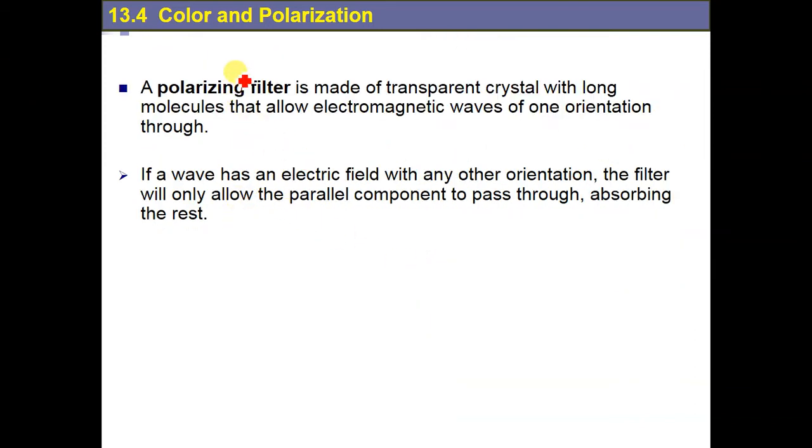What is the polarizing filter that we will use in real life? It is actually made of transparent crystal with long molecules. The arrangement of these molecules, or the arrangement of these atoms, is what allows the electromagnetic waves to pass. So it depends on the arrangement of atoms or molecules.